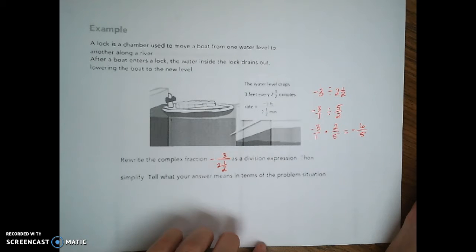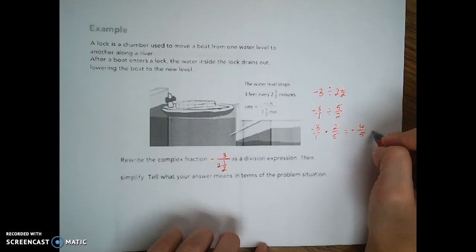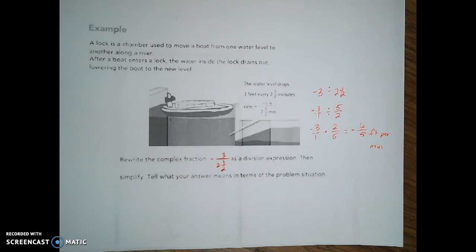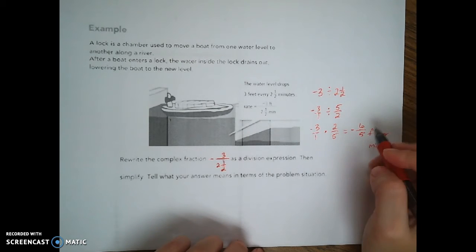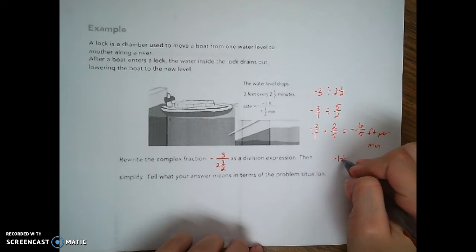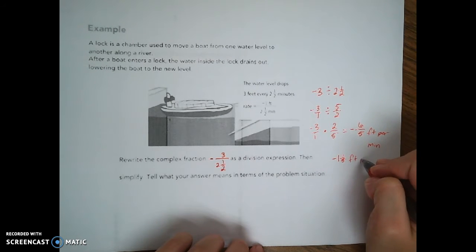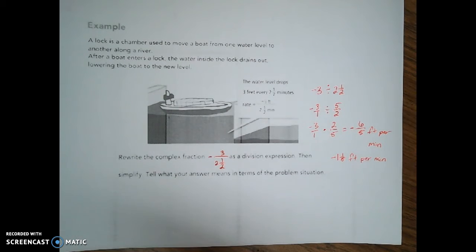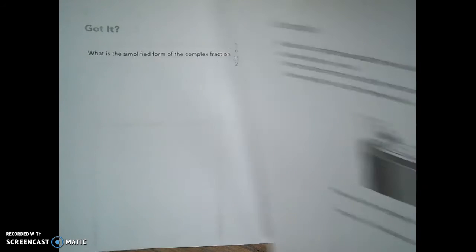Now when we did this, we had our feet on the top, so this would be feet per minute, because remember that tells us we had feet on top of minutes, so that'd be feet per minute. Now let's rewrite this as a mixed number. That's the same as -1 and 1/5 feet per minute. So that means every minute it's going to go down 1 1/5 feet.